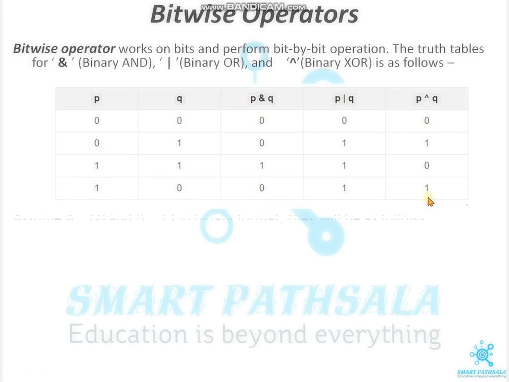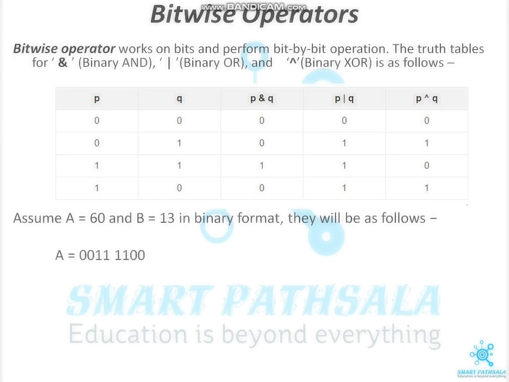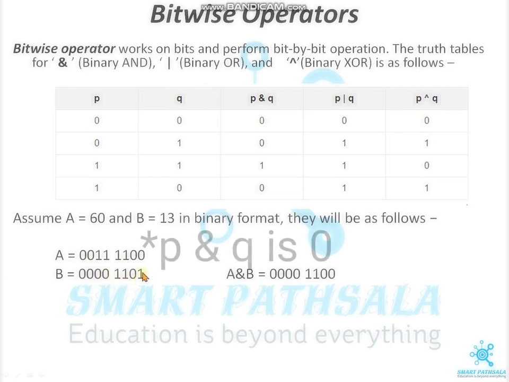Let us assume that A equal to 60 and B equal to 13 in binary format. Then the binary conversion of A, 60, equals 0 0 1 1 1 1 0 0, and 13 is 0 0 0 0 1 1 0 1. So basically, if we convert 13 to binary format, it will be 1 1 0 1. So why have we written these 4 zeros here? It is nothing but to represent B, that is, to represent 13 in 8-bit format. We have given the 4 zeros here.